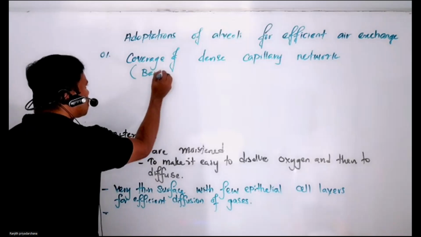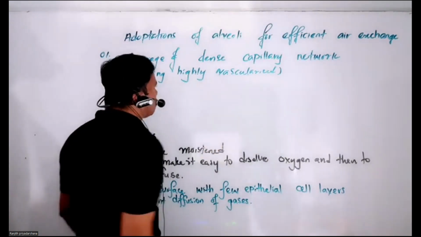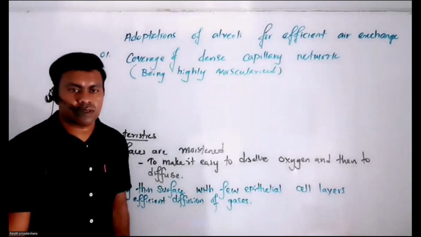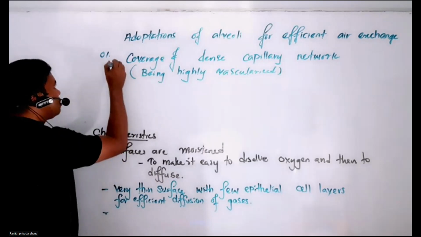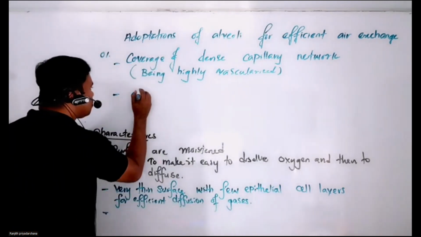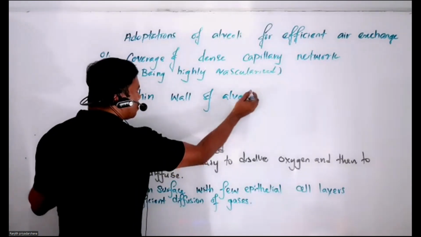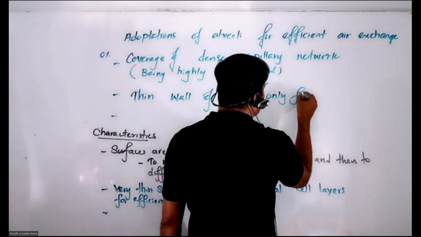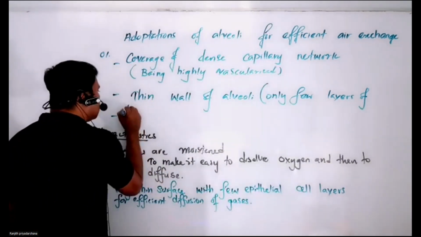Vein, highly vascularized. Yes, the wall thickness has that respiratory surface adaptations. Thin wall surface, thin wall of alveoli. It's only few layers of epithelial cells.